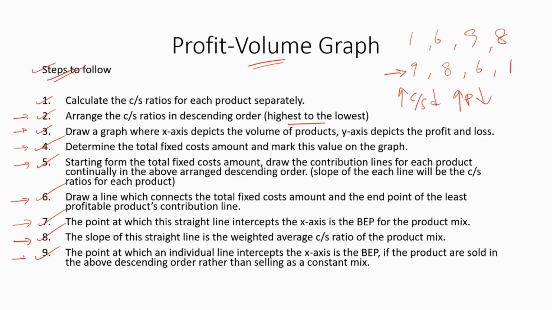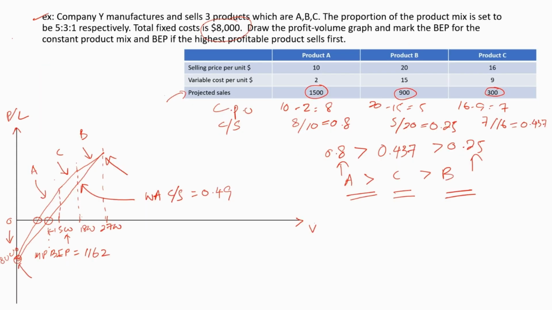And finally, the point at which an individual line intersects the x-axis is the break-even point if the products are sold in the above descending order rather than selling as a constant mix. So they are talking about this point here. So this is the break-even point if the business decides to sell product A first, because product A is the highest profitable product, rather than selling them in this proportion. If they sell product A separately, this will be the break-even point.